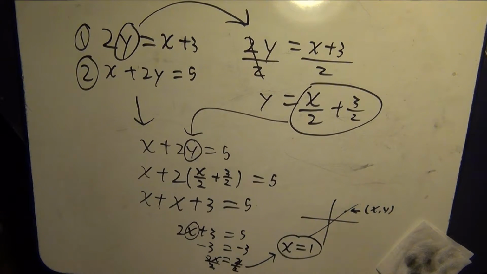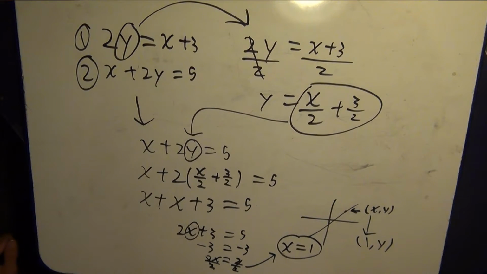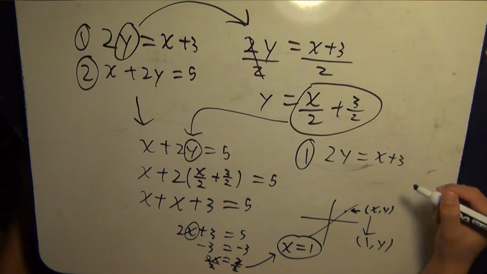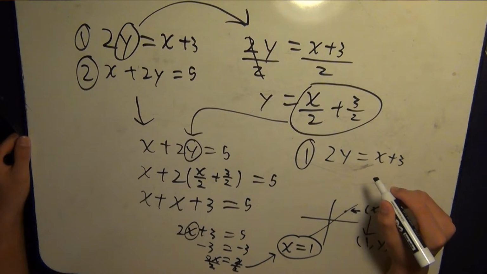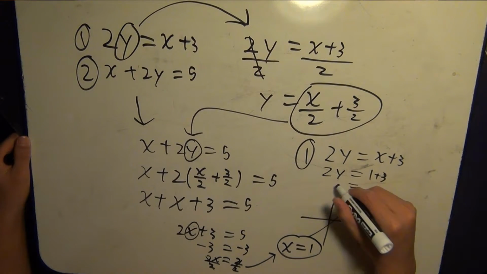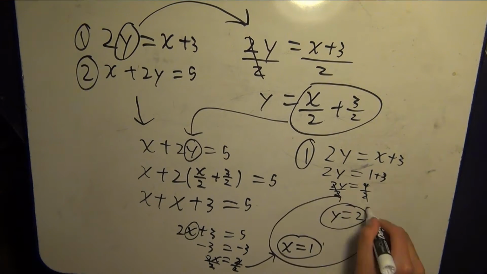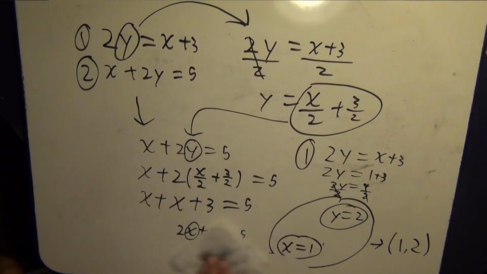x equals 1. With this we know the x-coordinate of the intercept point is 1, and if we substitute this x for 1 in either equation 1 or 2, that will leave us with the y-coordinate. So now let's plug in 1 in the first equation, so we will get 2y equals 1 plus 3, and by solving, you will find that the solution is y equals 2. This means that the intercept point between these two lines is 1, 2.